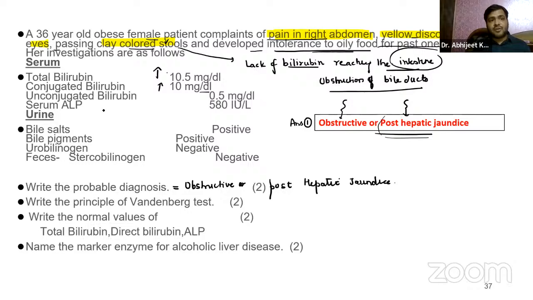Obviously, we have already talked about serum ALP. It is also increased over here, right? It suggests cholestasis, or obstruction of the bile ducts. So that is something you have to remember over here.